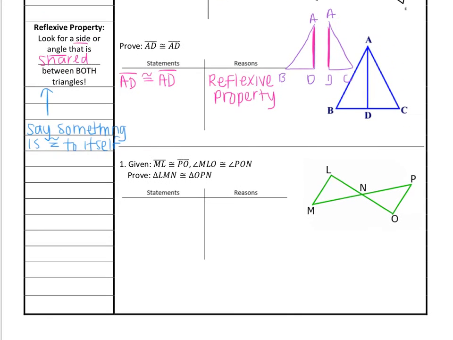Alright, so we're going to use those two things, the vertical angles and reflexive property, in proofs to help us prove that triangles are congruent. And remember that we have 5 ways to prove triangles congruent, so let's jot them down off to the side. Triangles are congruent by, pause the video, see if you can write them down, and then check back in with me.